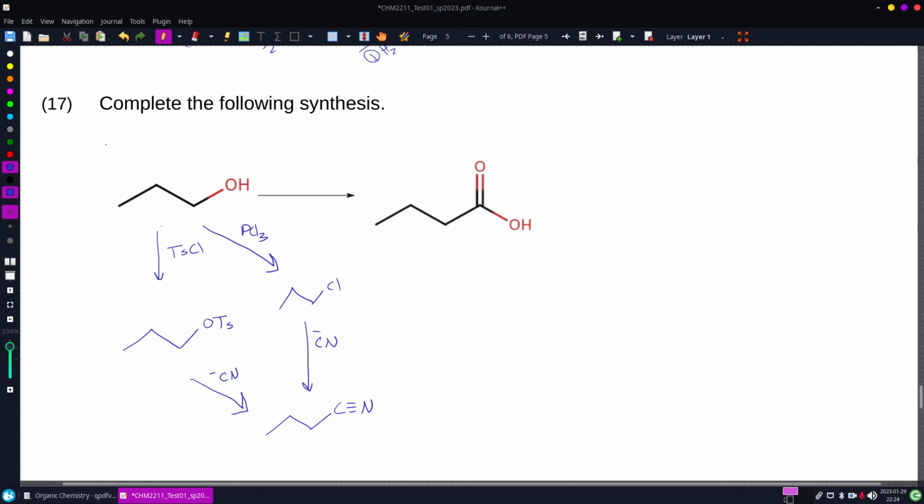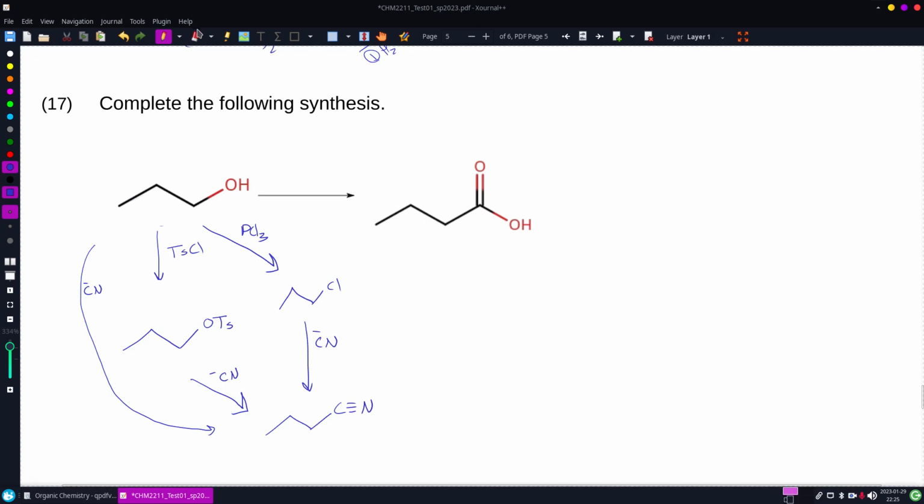Both of those alternatives did the same thing. They turned the alcohol into a better leaving group, into something that leaves better, so that the nucleophile CN can replace it. Now, at least in concept, we could have got there just by reacting it straight with some CN, but that's probably not going to react nearly as well. There's a good chance it's basic enough that it might deprotonate some of your alcohol and just not do anything. So it's better, on an alcohol, to turn it into a good leaving group before you try a nucleophilic substitution. So I am going to erase that. I don't want that. The two steps are better.